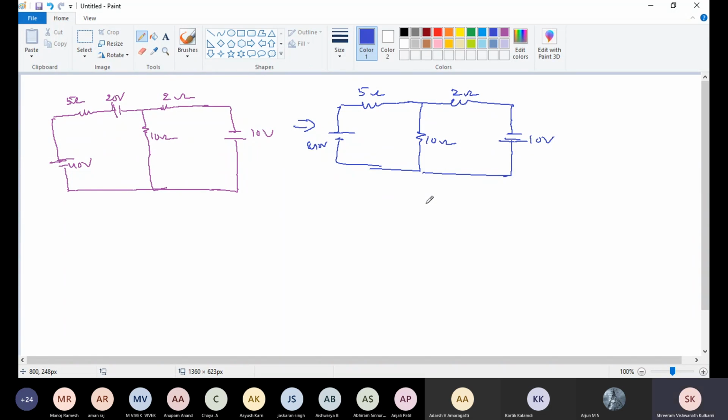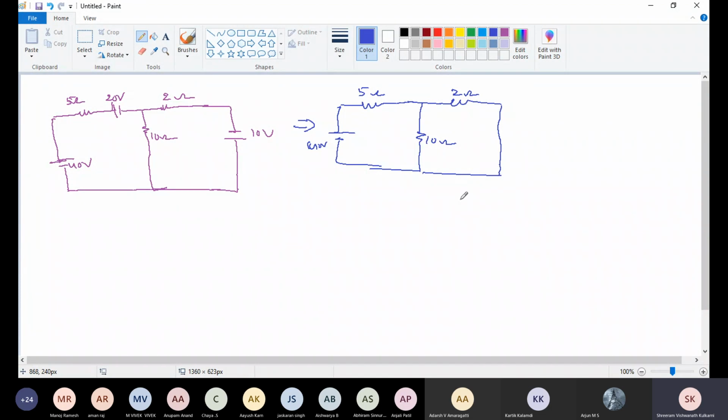If I consider only 40 volts, then short circuit the 10 volt also. We need to short circuit this 10 volt. Whenever we are considering one voltage source, the other voltage sources must be short circuited.